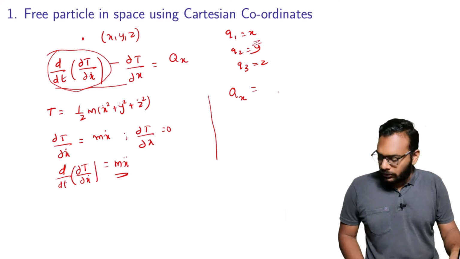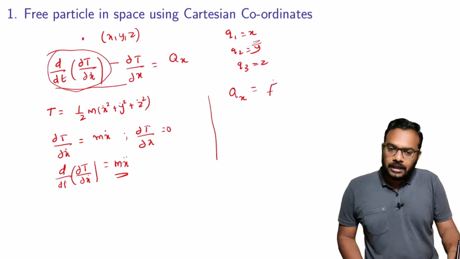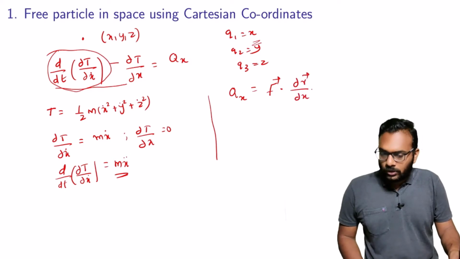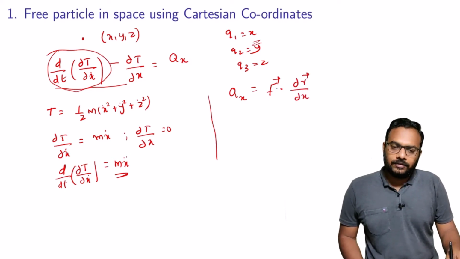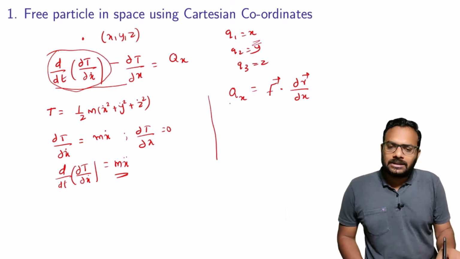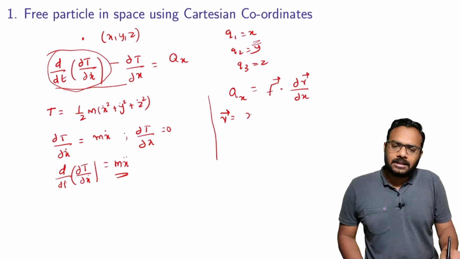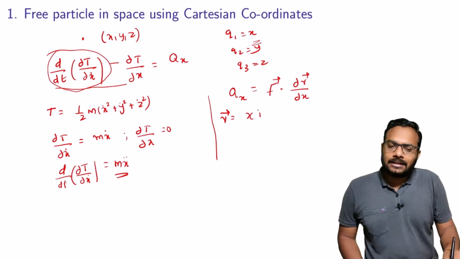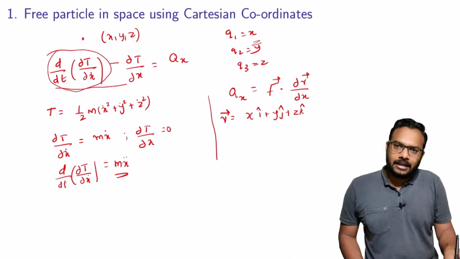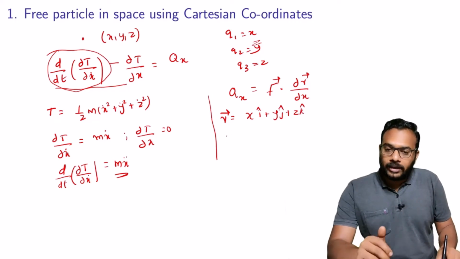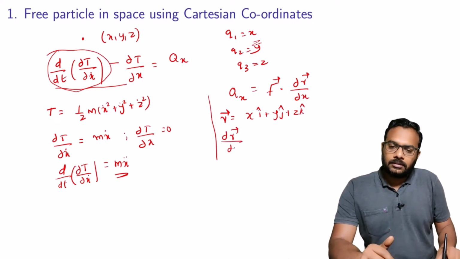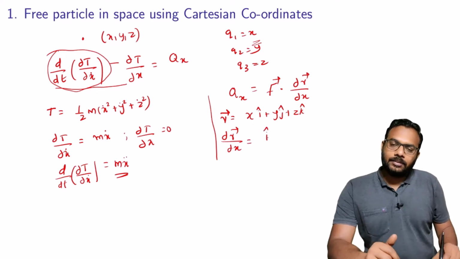Okay. So Qx, you can write it as F vector dot ∂r vector by ∂x. That was the definition. Now what's ∂r vector by ∂x? What's r vector? R vector can be written as x i cap plus y j cap plus z k cap. So ∂r vector by ∂x is simply i cap.